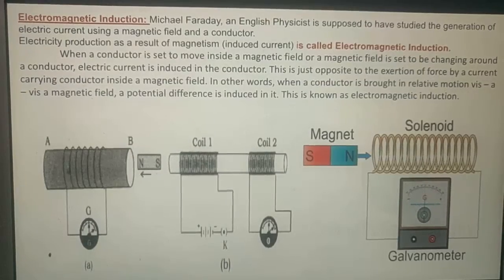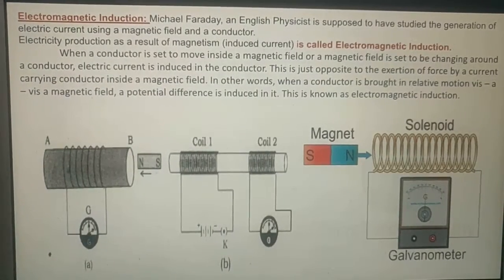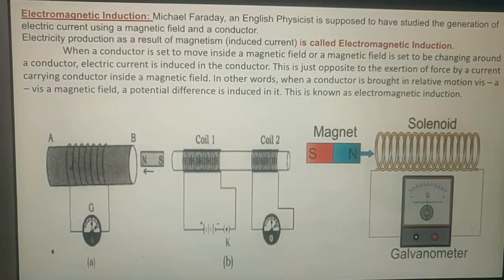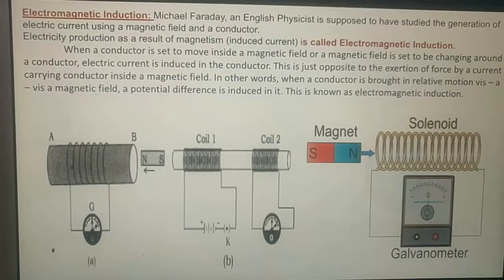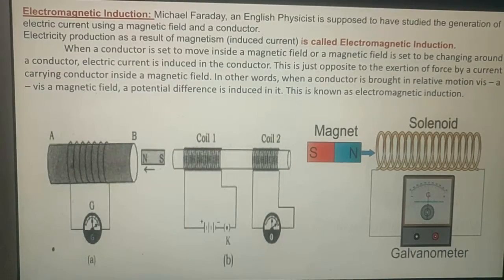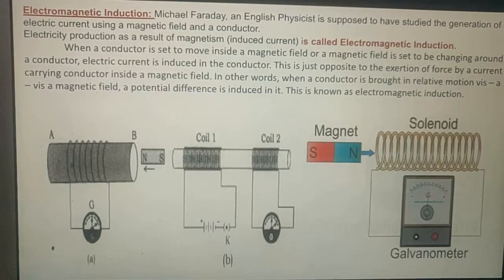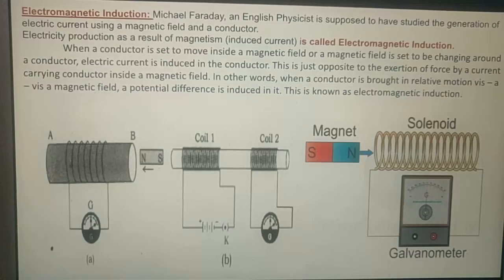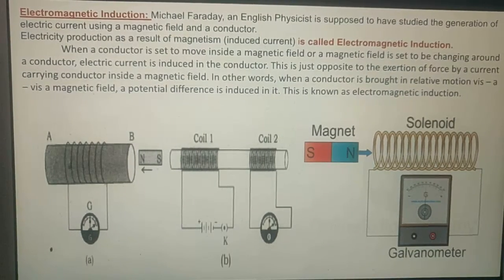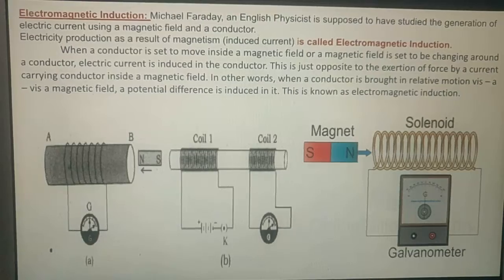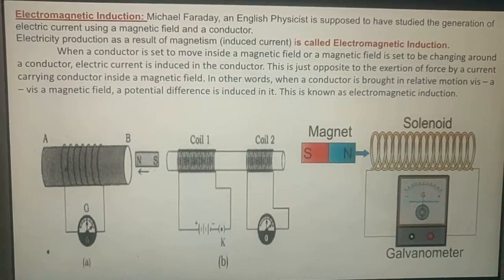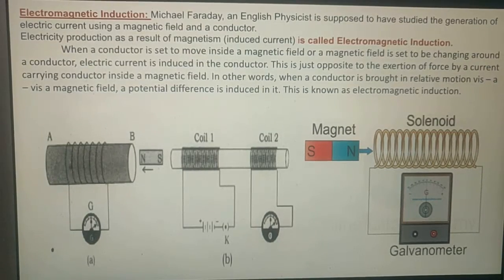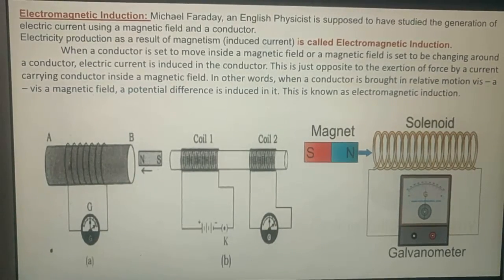Now, electromagnetic induction. Michael Faraday, an English physicist, is supposed to have studied the generation of electric current using a magnetic field and a conductor. Electricity production as a result of magnetism is called electromagnetic induction. When a conductor is set to move inside the magnetic field, or the magnetic field is set to be changing around a conductor, electric current is induced.